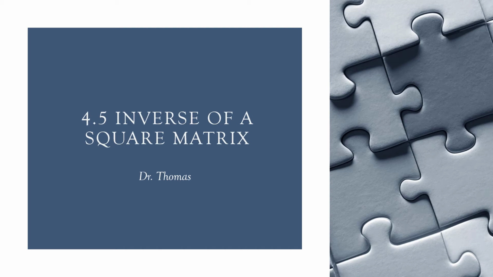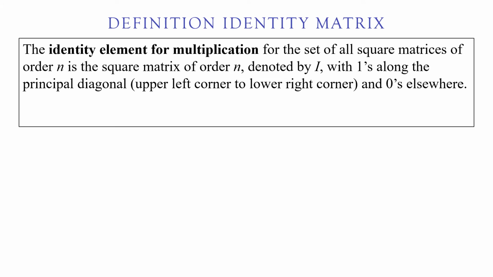In this video, we are going to talk about the inverse of a square matrix. We have an identity matrix. The identity element for multiplication for the set of all square matrices of order n is a square matrix of order n, denoted by I, where it has ones all along the main diagonal, the principal diagonal, which is running from the left corner to the lower corner, and zeros elsewhere.